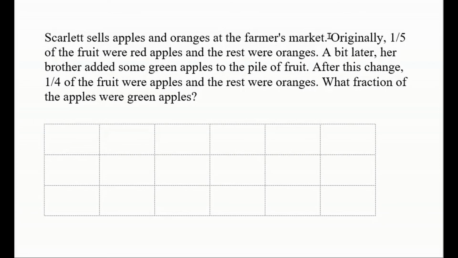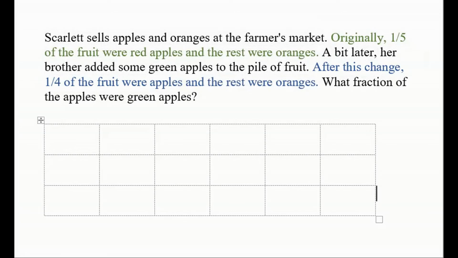Let's highlight parts of the sentence that are considered important. Let's highlight this sentence, or change the color of the sentence, to green. And let's change the color of this sentence to blue. Okay. The green sentence tells me originally 1/5 of the fruit were red apples and the rest were oranges.